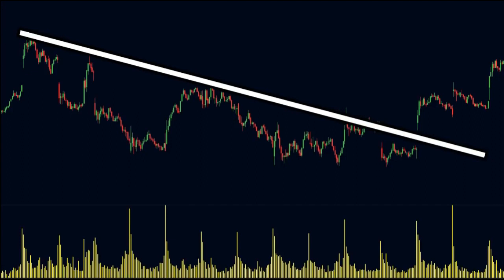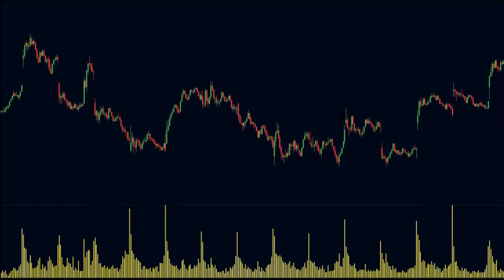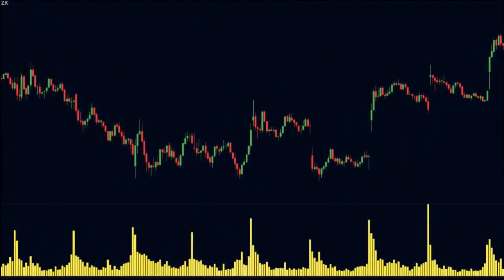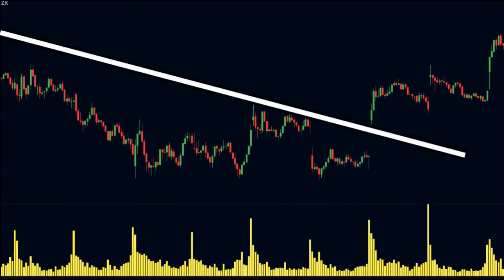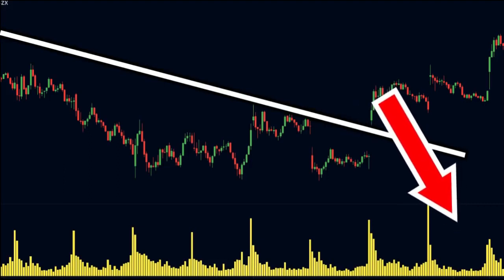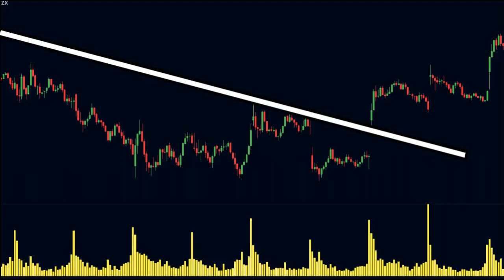Now we want to see the price break above this trend line. Such a breakout would indicate the start of an uptrend. Let us zoom in to see the candles clearly. Here is the same trend line that we were looking at before. Look at this candle. Here we see that the price has gapped up and broken the trend line. But at this point, the price could easily reverse and continue the downtrend.